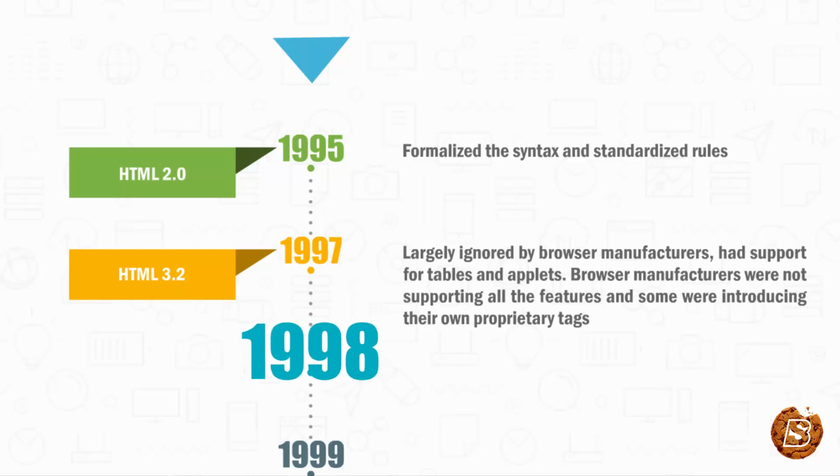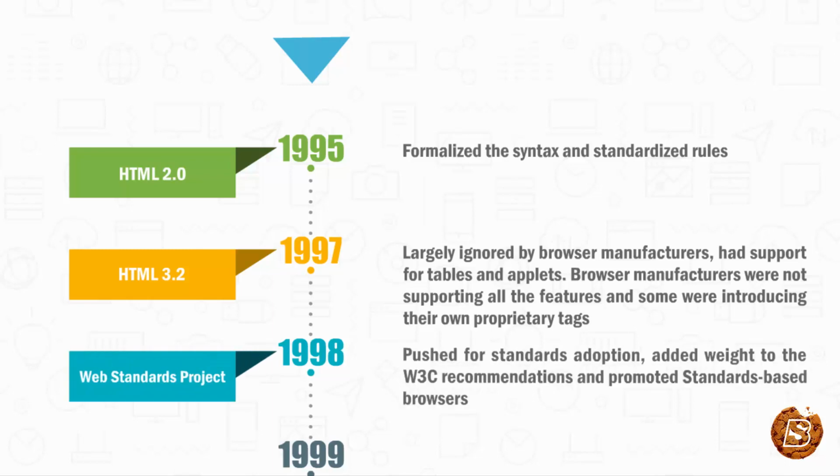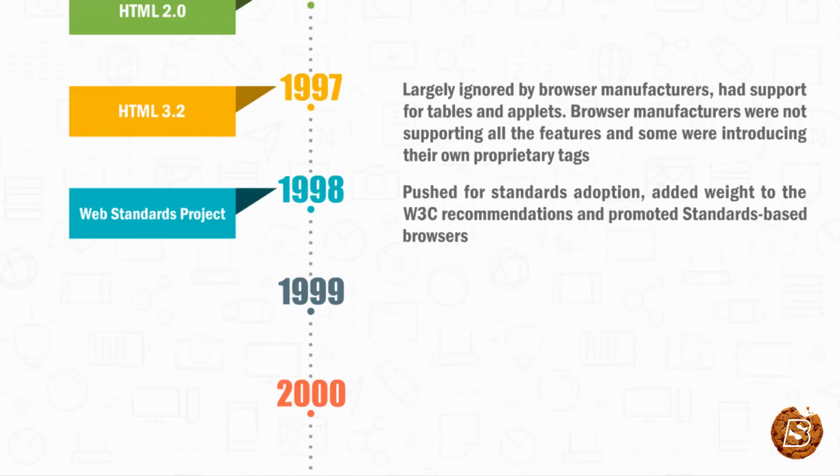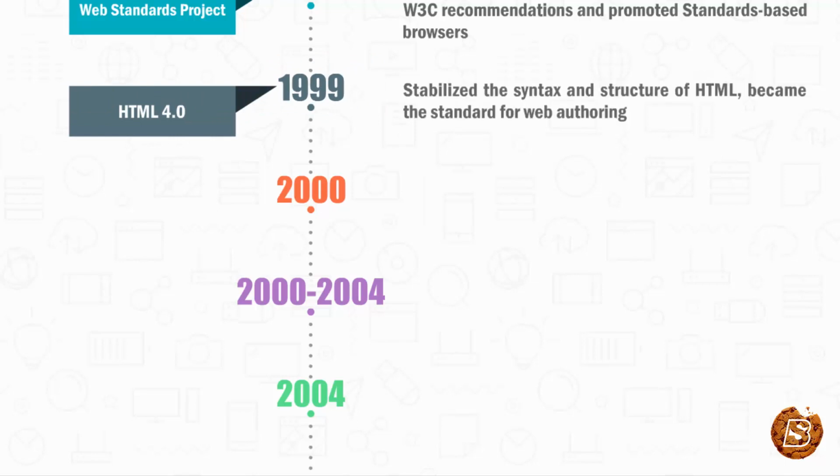In 1998, the Web Standards Project was formed, and it pushed for standards adoption, added weight to the W3 Consortium recommendations, and promoted standards-based browsers. In 1999, this led to HTML 4.0, which stabilized the syntax and structure of HTML, and it became the standard for web authoring.